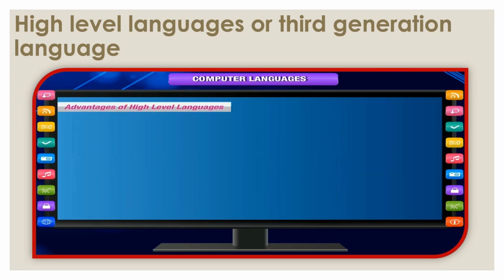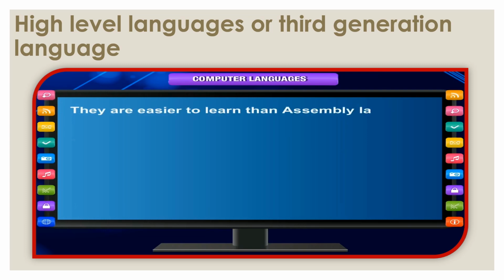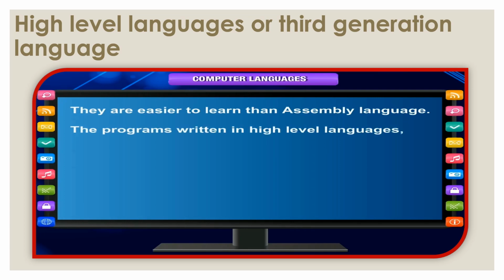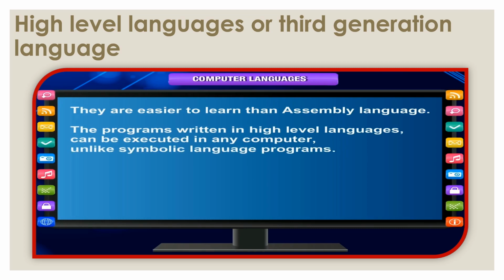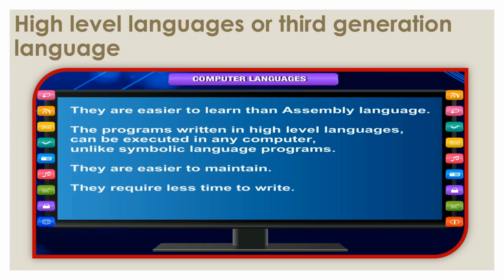Advantages of high-level languages. They are easier to learn than assembly language. The programs written in high-level language can be executed in any computer, unlike symbolic language programs. They are easier to maintain. They require less time to write. They provide better documentation.